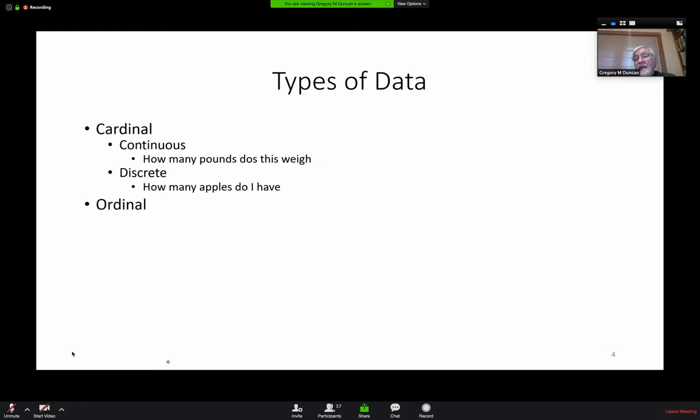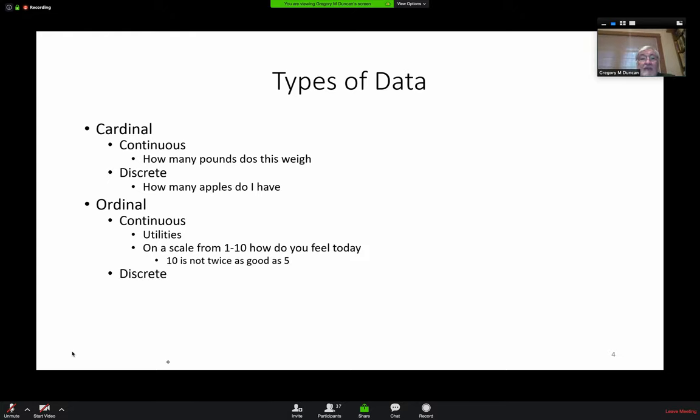Then there are ordinal data, okay? Ordinal continuous data. For economists, this is utilities, as in utility functions. Okay. If you remember, utility functions just give you a ranking of things. For example, on a scale of 1 to 10, how do you feel today? Okay. 10 is not twice as good as 5. It just means you're feeling better than the guy who's 5. Okay. Discrete. A ranking. Who's the tallest? Who's the next tallest? Who's the next tallest? And so on.